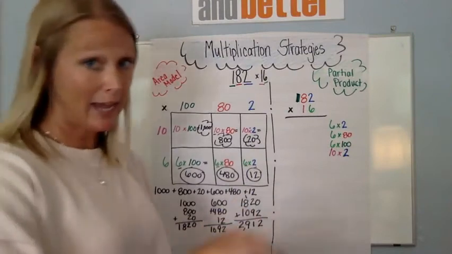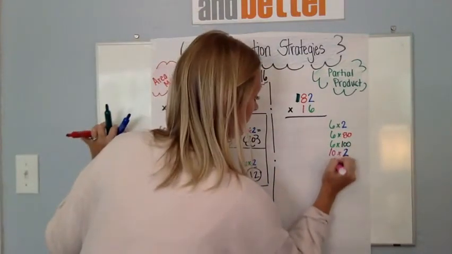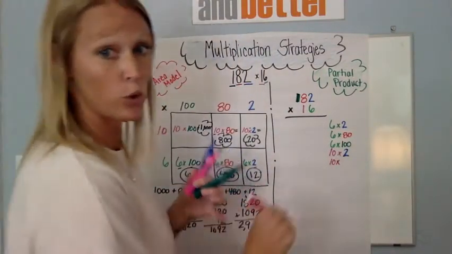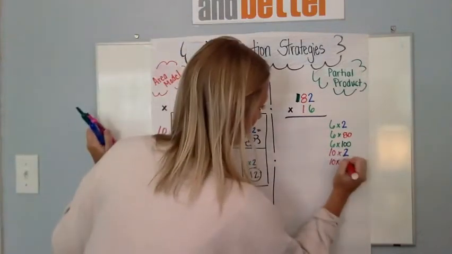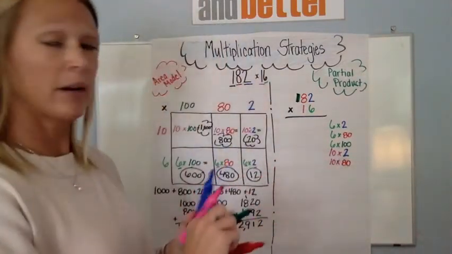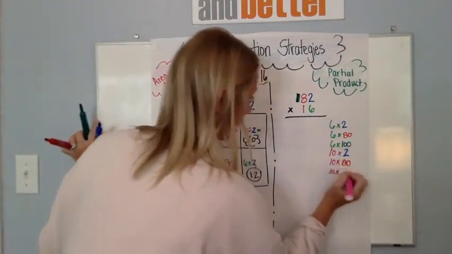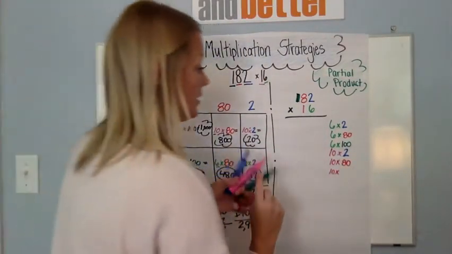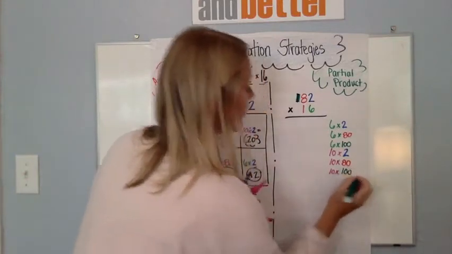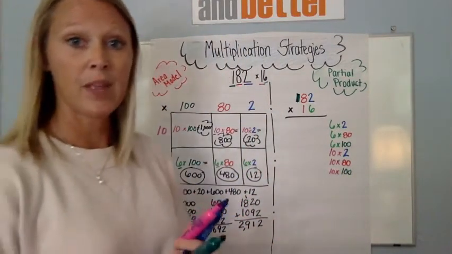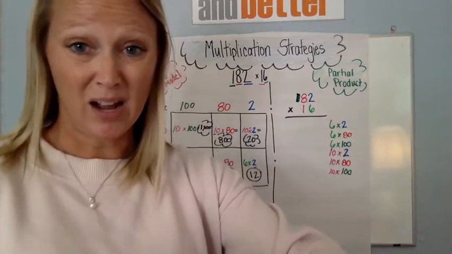I'm going to multiply the 10 times the 8, or 80, because the 8's in the tens place value. And then I'm going to multiply the 10 by the 1 in the hundreds. Okay. Now I find all these numbers. I got to actually multiply them.